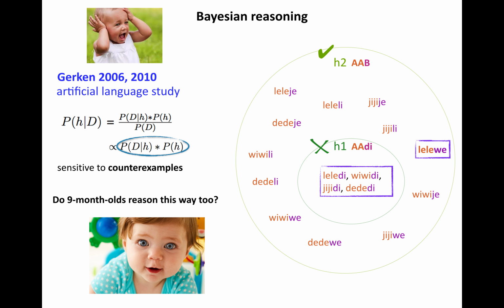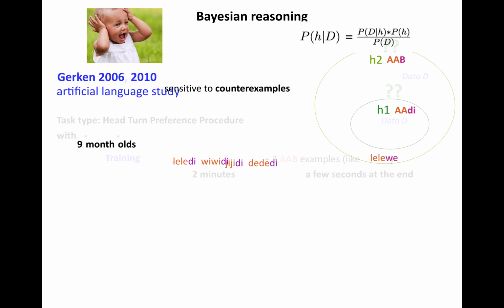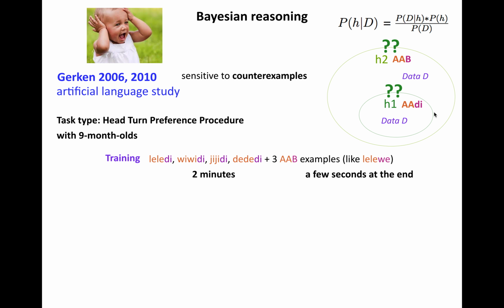And the question that Gerken in 2010 asked was, do 9-month-olds reason this way too? Because they clearly have the bias to prefer the more specific hypothesis when you have ambiguous data. But what about counterexamples? So we have a setup that was really similar to what we saw in 2006, where you get a whole bunch of data that are compatible with the more specific hypothesis, but then at the very end, you get 3 counterexamples, ones that are only compatible with that more general hypothesis, right? So those should be the counterexamples. If you're acting like a Bayesian learner should, you should be moving to that more general hypothesis.